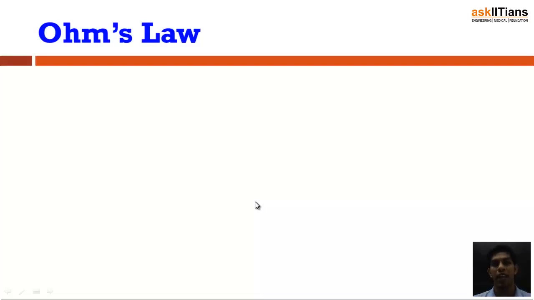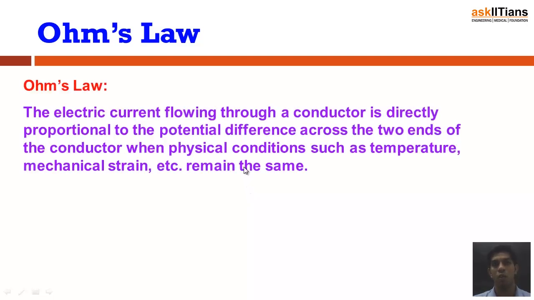Now we'll move on to the next part of current electricity. We will now study resistance and the factors which affect it, and also express resistance in terms of the physical features of the conductor. So let's start off with the discovery of resistance. Georg Simon Ohm was a German physicist who came up with the discovery of resistance. Corresponding to his discovery, he gave a law which is known as Ohm's law.